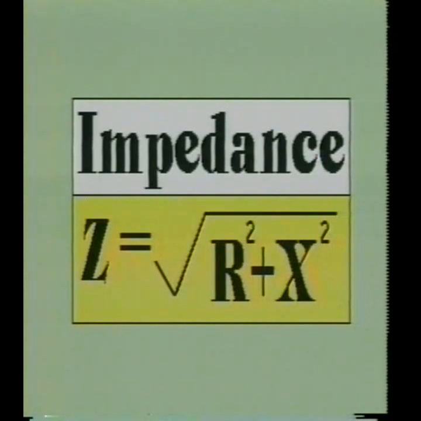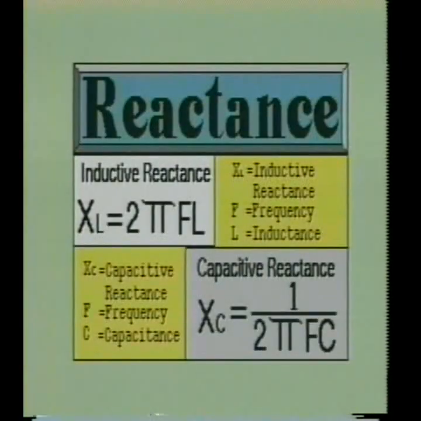Impedance is the total opposition that a circuit offers to the flow of alternating current at a given frequency. Impedance is measured in ohms and its symbol is the letter Z. Impedance is equal to the square root of the resistance squared plus the reactance squared for a typical series AC circuit. Reactance, as you will learn, is the opposition that a capacitor or inductor has in an AC circuit. Reactance is measured in ohms, just like resistance and impedance.